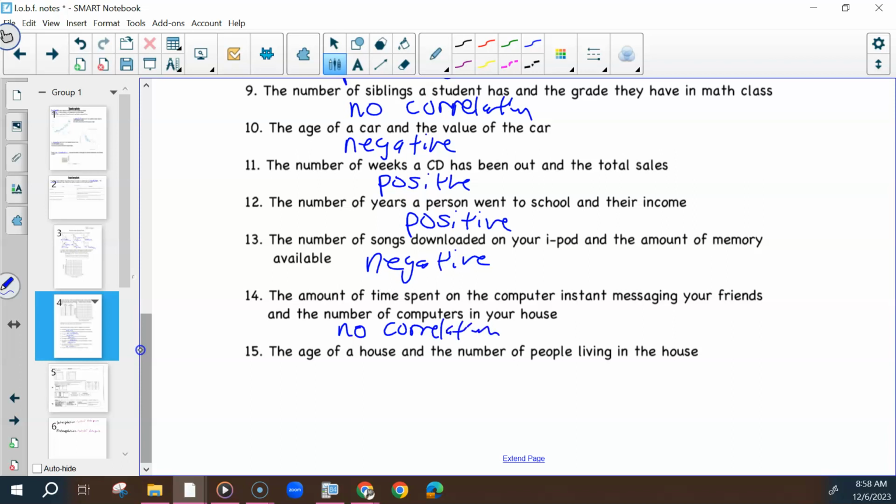And the age of a house and the number of people living in a house. So you can really do this with anything. You could pick 2 things and see, do they correlate? Is there any sort of correlation to them? Do we have any questions about correlation in general?